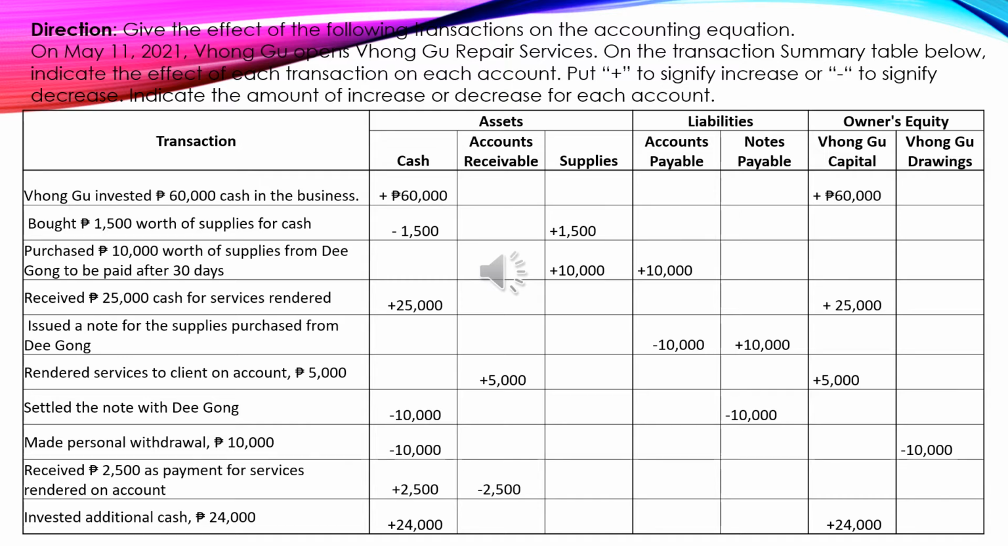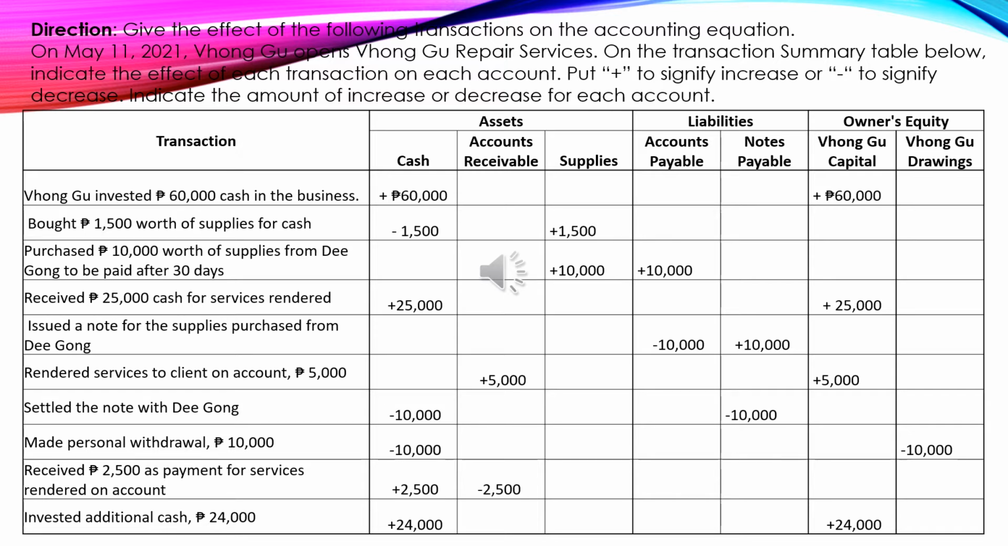Next, purchase 10,000 worth of supplies from Digong to be paid after 30 days. So as you can see, Vonggu received supplies from Digong amounting to 10,000. So that will be an increase in asset in a form of supplies. So we have there an increase of 10,000 for supplies. And that supplies will be payable after 30 days. So that will be considered a liability of Vonggu to Digong. So it is also an increase in liability in the form of accounts payable.